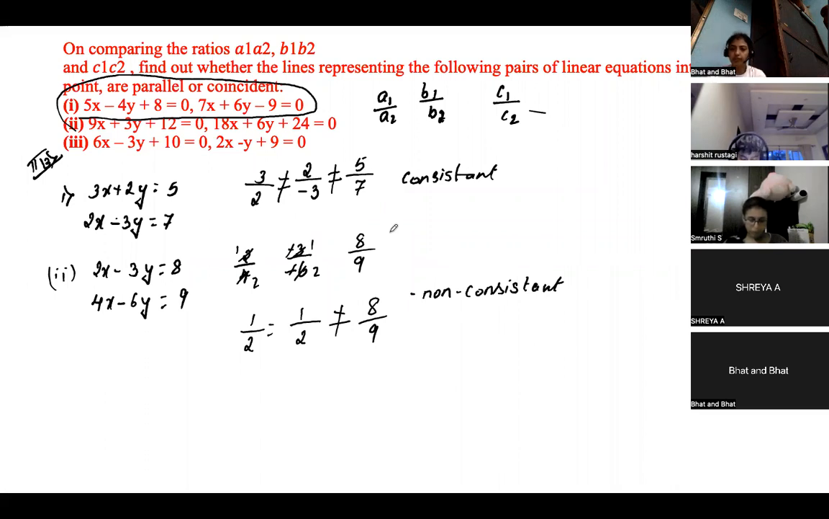Okay, fine. So we will go to question number 4. Which of the following pair of linear equations are consistent or inconsistent? If consistent, obtain the solution graphically. So first of all, we have to check whether consistent or inconsistent. If it is consistent, then we have to give the solution graphically.